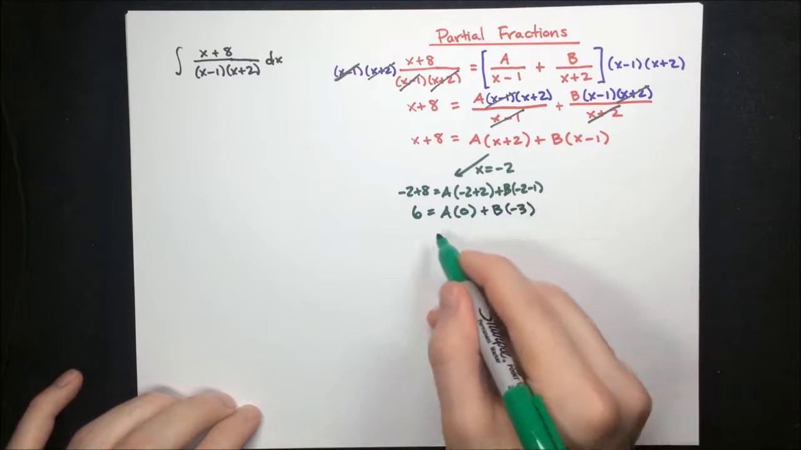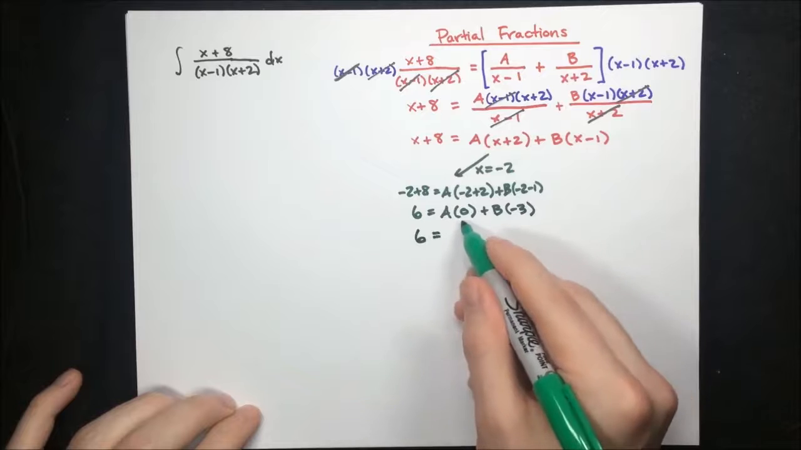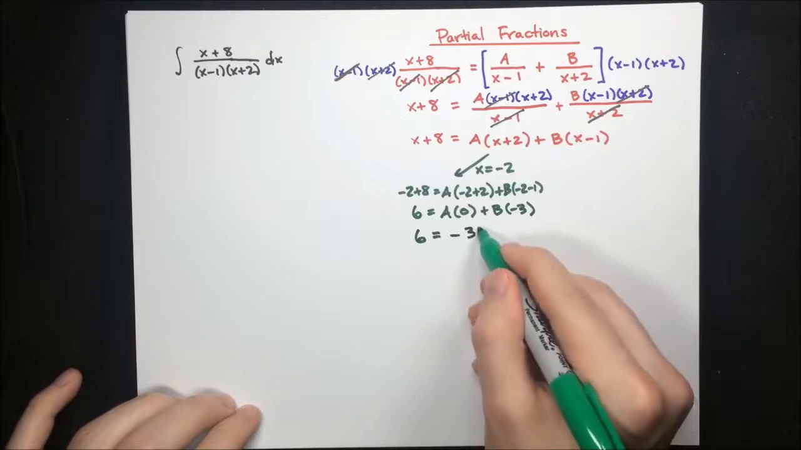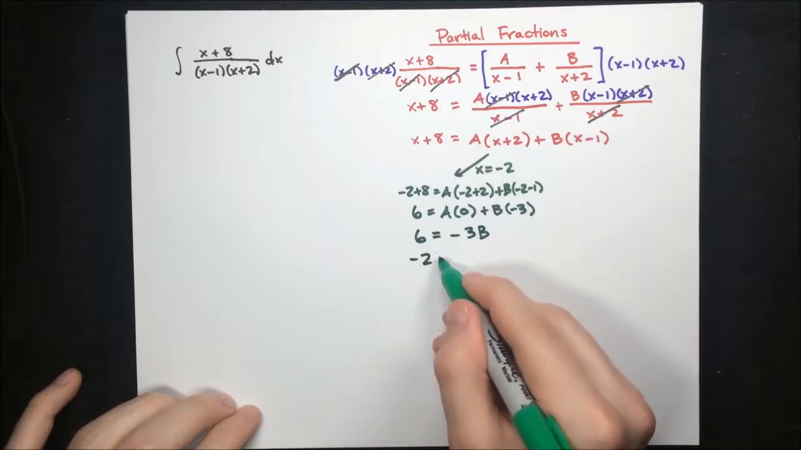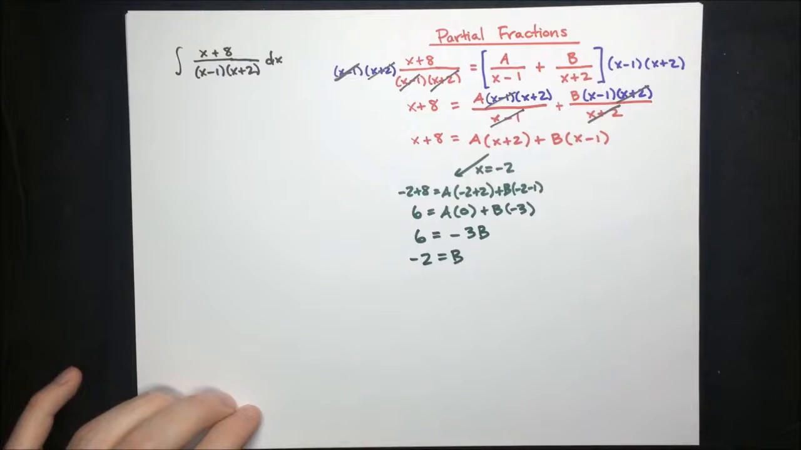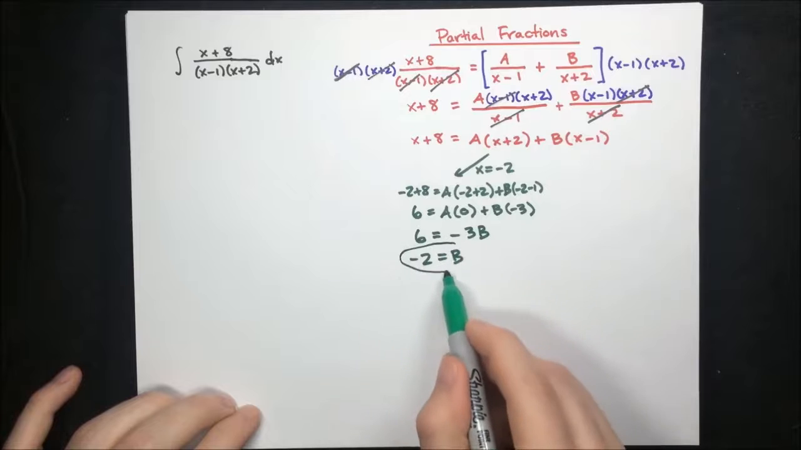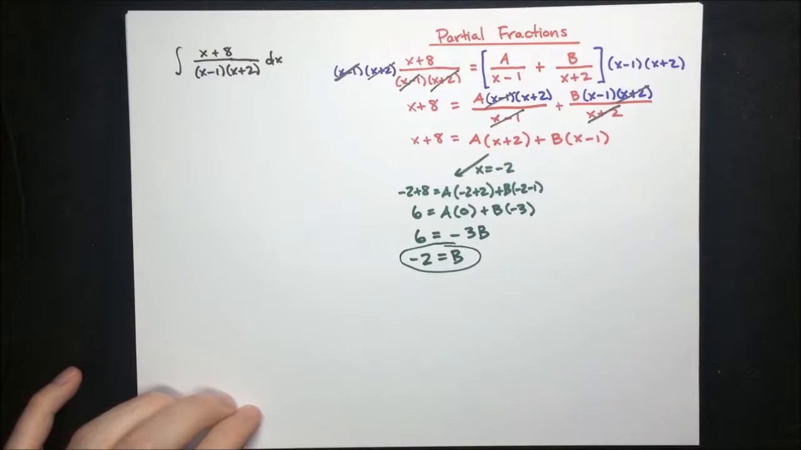So this simplifies down to just 6 equals, well, 0 minus 3b. Then you just divide both sides by negative 3, get negative 2 equals b. So there we go. Let's circle that. That's important. We're not at the final answer yet, but that's an important step.